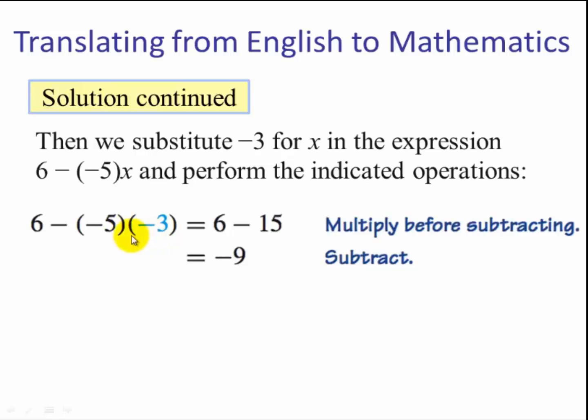So the first thing that we're going to do is multiply these two. Negative 5 times negative 3 is positive 15. So now we have 6 minus 15, which is negative 9.